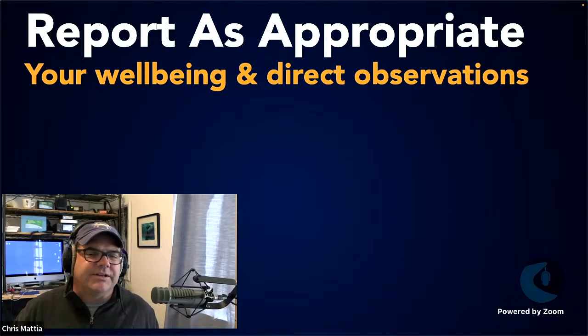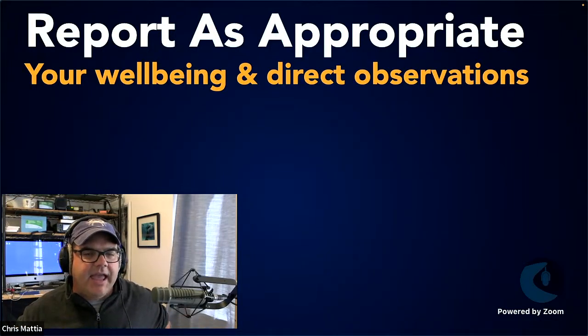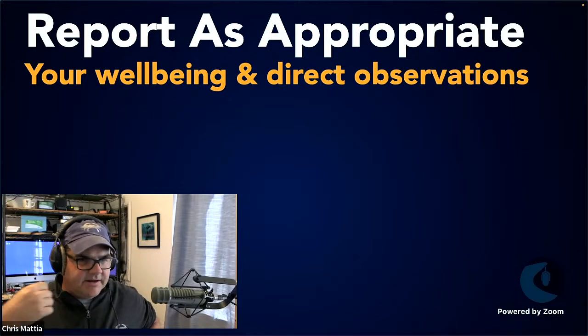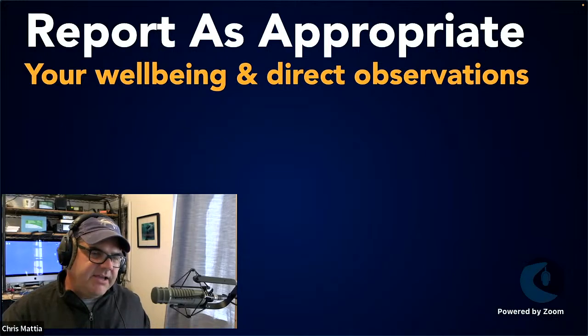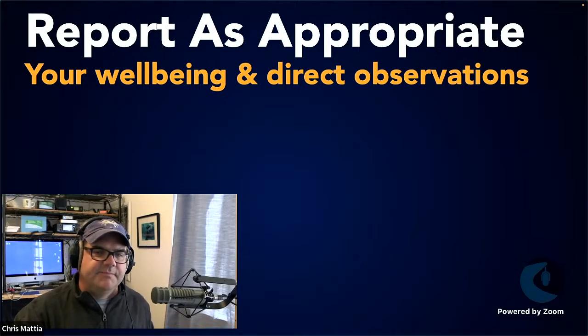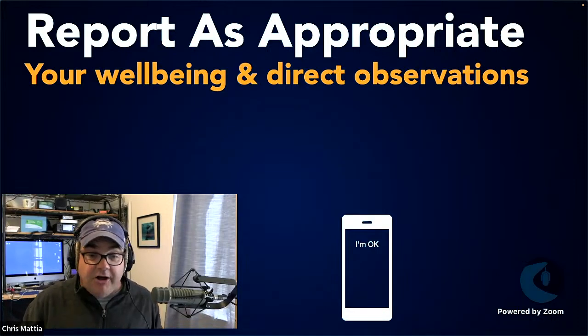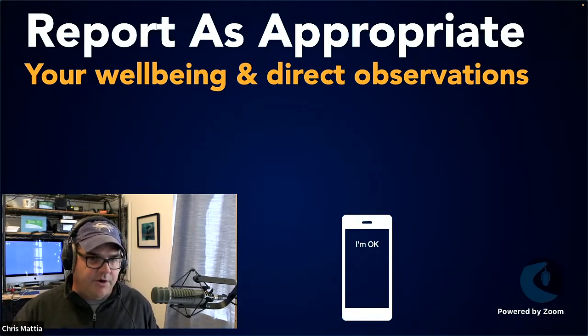Next would be to report as appropriately as you can your own well-being and your own direct observations. Don't report hearsay. Don't report what somebody down the dock said. You're only reporting what your direct observations are, and you're doing this for your own well-being. So first of all, if you have access to your cell phone, if the cell phone towers are even active, one of the things that we oftentimes want to do is let our significant other, our parents, our children, our distant contacts, let them know that we're okay.